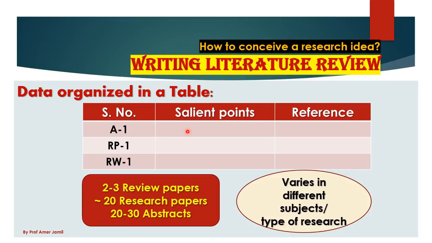And this table is composed of abstracts, research papers, and review articles, and their numbering and their references are given here, and what are the salient points. For details on how to prepare this table, please watch my video. I have given the link over here on how to conceive a research idea and how to select your topic.